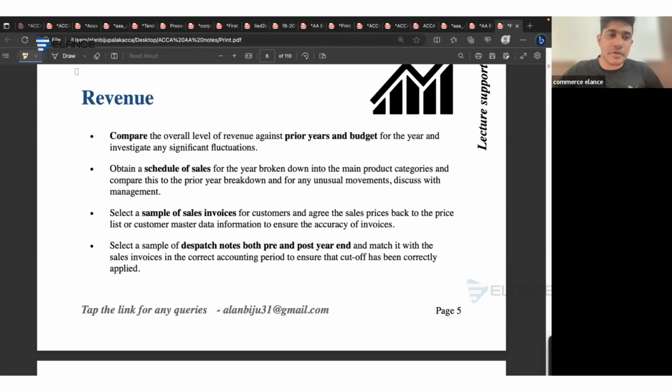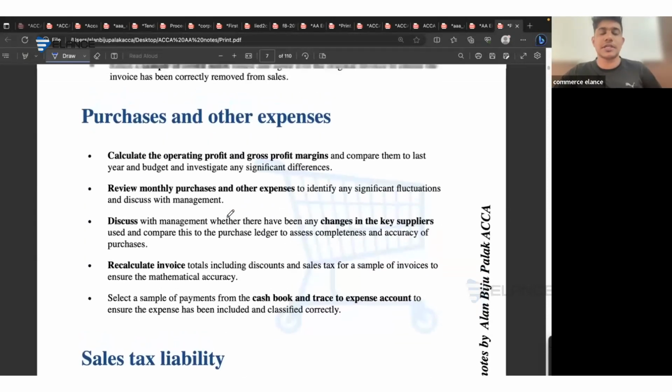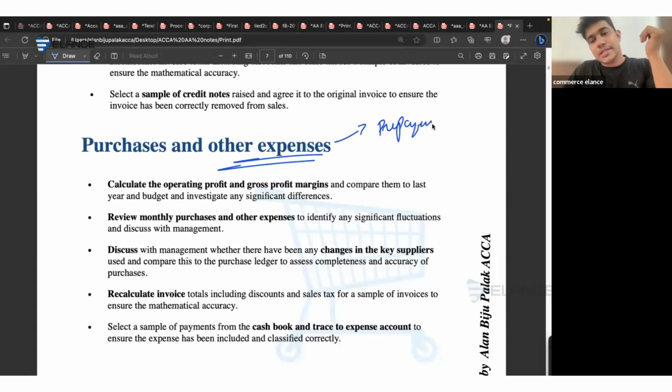Then when it comes to revenue, again, you might be getting a direct question from the area of revenue, not sure, but still. Purchase and other expenses. See, whenever you get a substantive question, you should be having a confusion between different points. Say, for example, this purchase and other expenses, especially the other expenses, might strike prepayments as well as accruals.